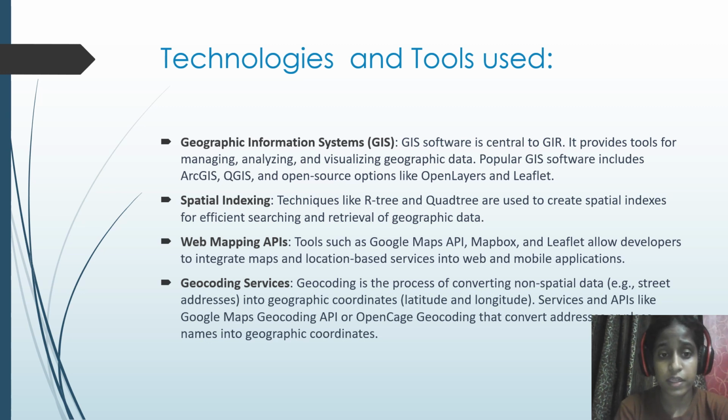The popular software includes QGIS, ArcGIS, and open source options like OpenLayers and Leaflet, which are the most popular open source for GIS systems. Next technology is spatial indexing. Spatial indexing includes techniques like R-tree or quad-tree to create spatial indexes for efficient searching and retrieval of geographical data. It is used to optimize the retrieval of the geographical data.